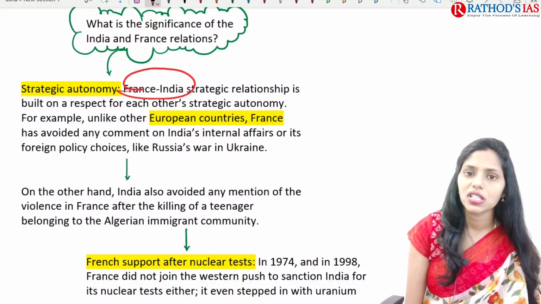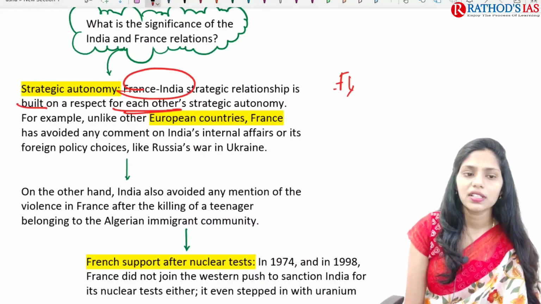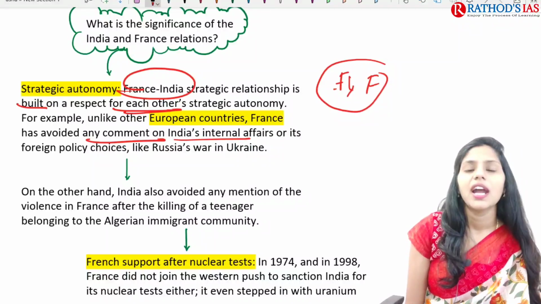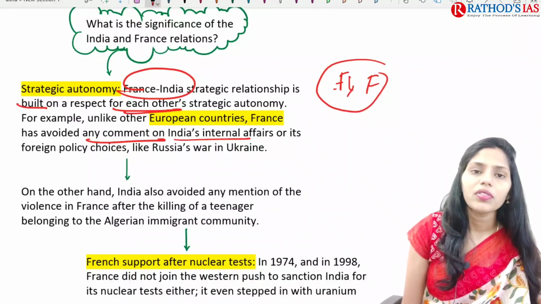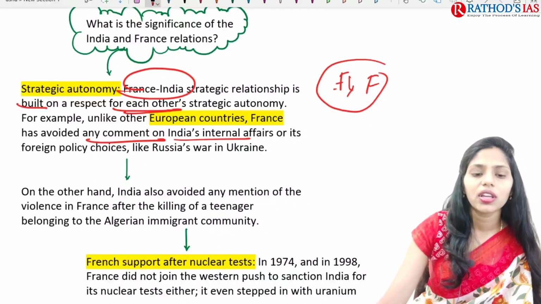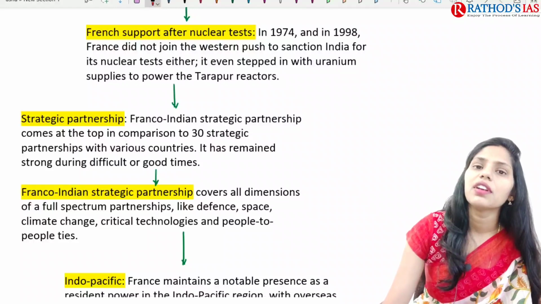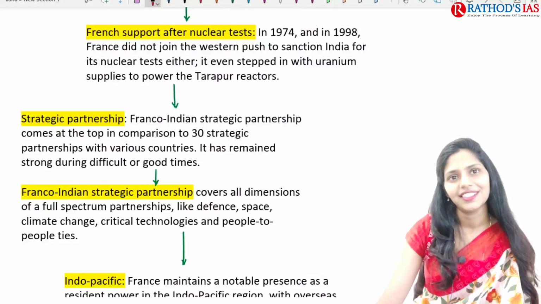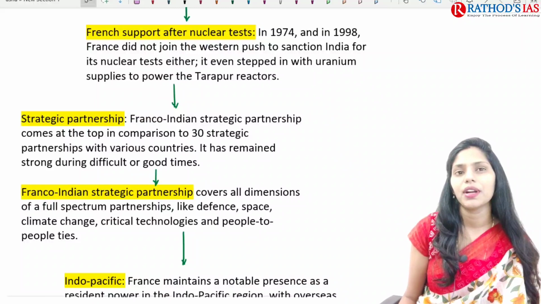The France-India strategic relationship is built on respect for each other's strategic autonomy. For example, unlike other European countries, France has avoided any comment on India's internal affairs, and they are not talking about the foreign policy choices of India. And French support is very much required for the nuclear test. Even in 1974 and 1998, when India conducted the Pokhran tests, at that time Western countries put sanctions on India but not France.